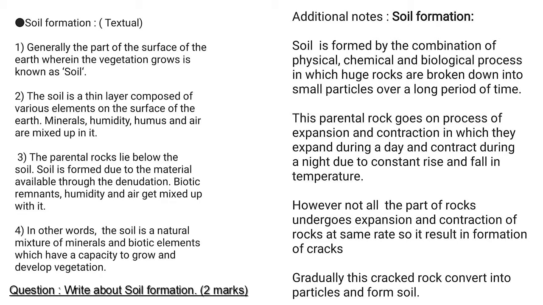And why does this expansion and contraction happen? Because of the temperature beneath the earth's surface. However, not all parts of rocks undergo expansion and contraction at the same rate. All the rock does not have the same rate of expansion and contraction, so there is a result of cracks, and gradually this cracked rock converts into particles, and then the soil is formed.